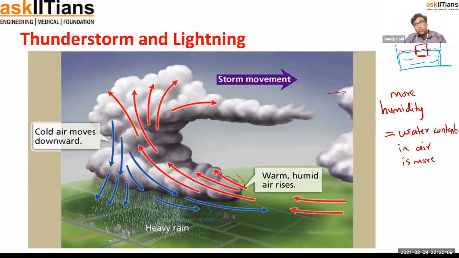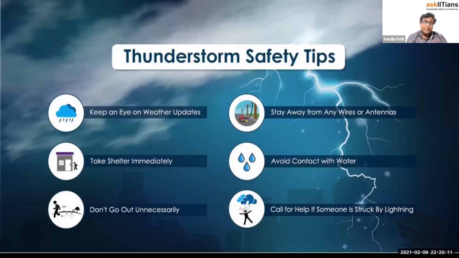Now let's see how we can take precautions in a thunderstorm. So some safety tips are here. First, they are saying keep an eye on the weather updates. Especially in the rainy seasons, we should always watch the news channels, listen to the radio about the weather updates. Nowadays, even on the mobile, we get the updates, right? So we don't have to worry about that. Mobile also keeps us alert about the weather updates. So that's very easy to monitor nowadays, right?